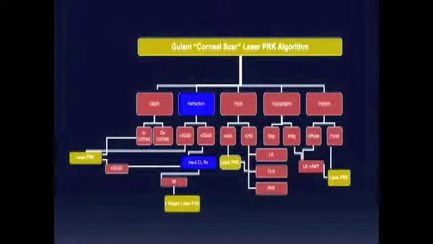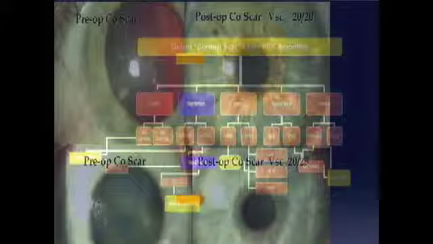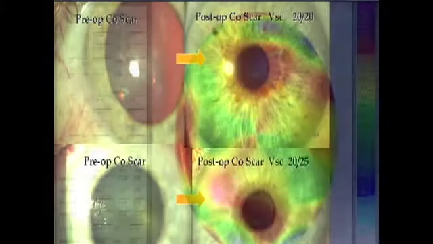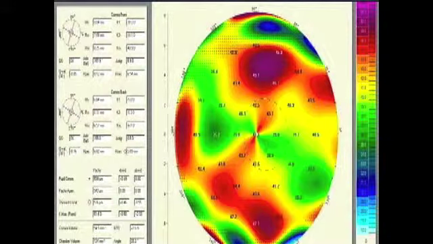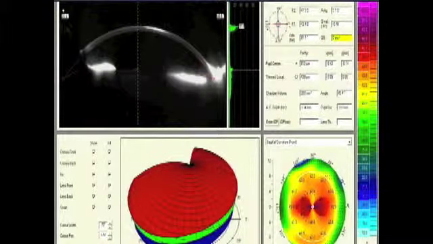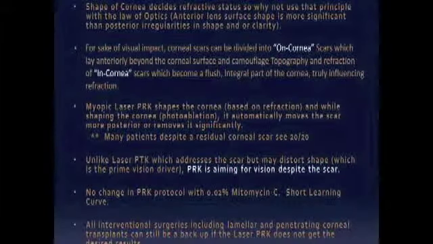For sake of simplicity, I have divided corneal scars into on-cornea scars like these scars, which are above the Bowman's membrane and lead to a camouflaged topography as you see here, and misleading refractive error. The in-corneal scars actually become part of the cornea and are directly responsible for the topography and have a direct correlate to the refractive error and hence can be lasered through. Instead of laser PTK that chases the scar and distorts the shape, why not reshape the cornea and take it straight to vision? Let's see this algorithm in action.